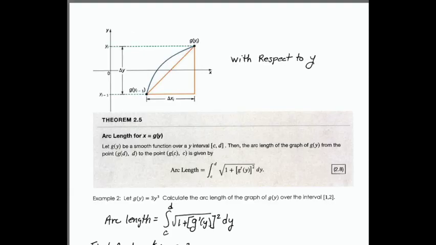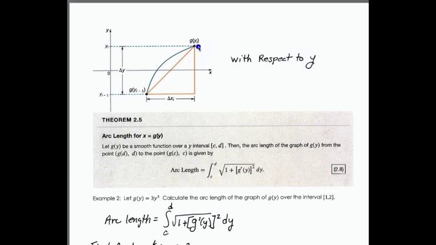Now looking at a function with respect to y, instead of it having y equals f of x, we're looking at a function in terms of y. So it's going to be looking at a function x is equal to f of y, or in this case, they call it g of y. Okay, so here's our function.